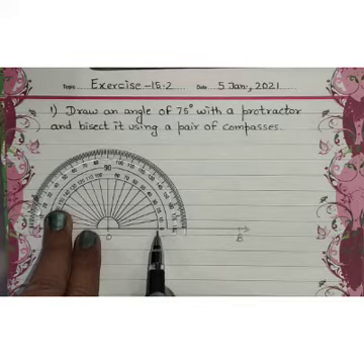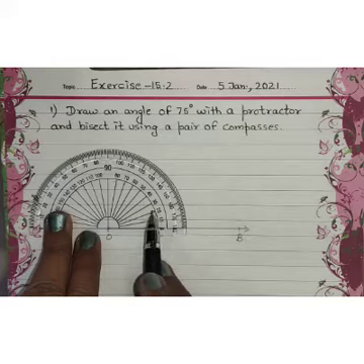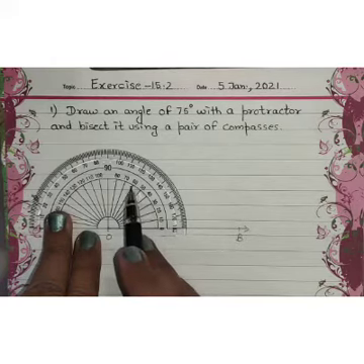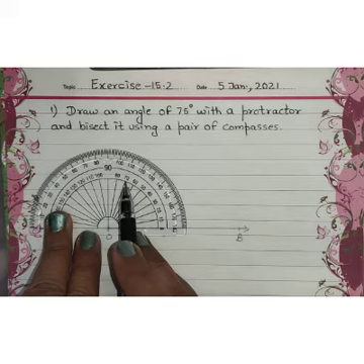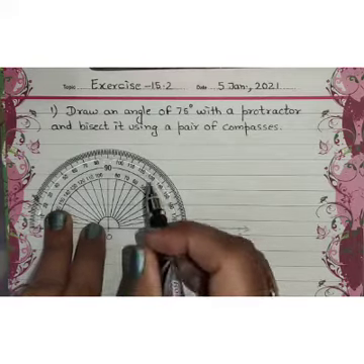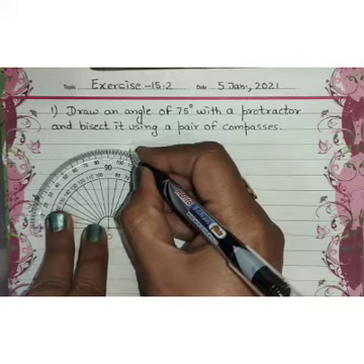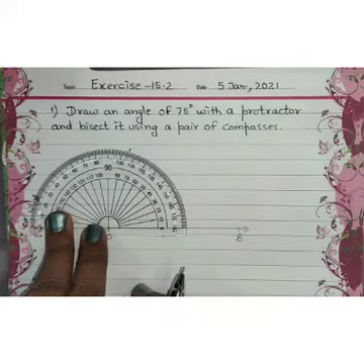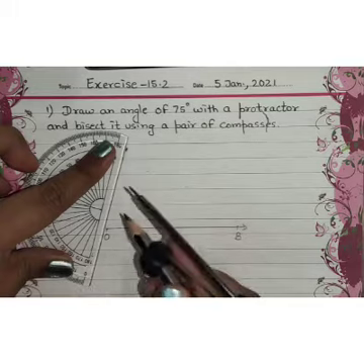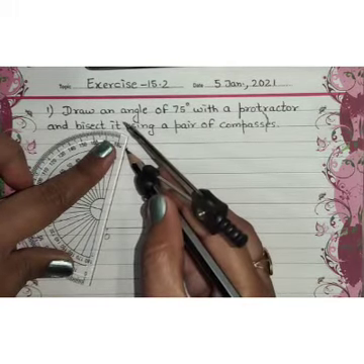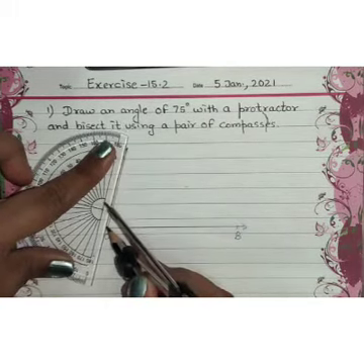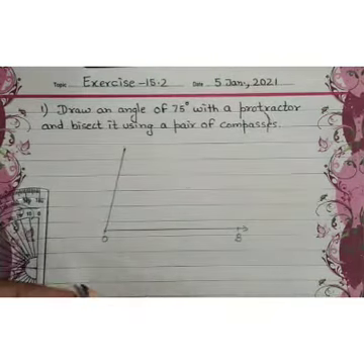Now, we have to draw 75 degree angle. Now, starting from here, 0, 10, 20, 30, 40, 50, 60, 70 and then 80. And we know that 75 lies between 70 and 80. Therefore, the middle line between 70 and 80 will represent 75 degree angle. Now joining this dot with starting point O, we get angle of 75 degree.